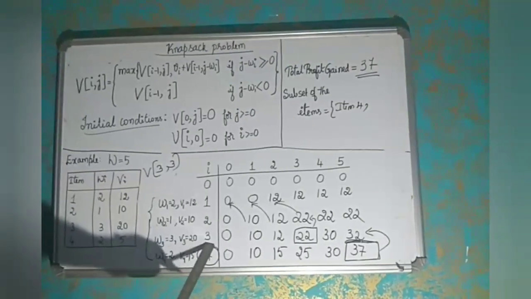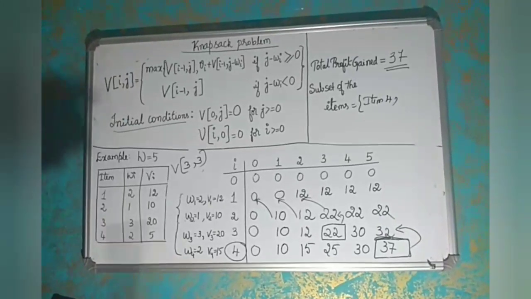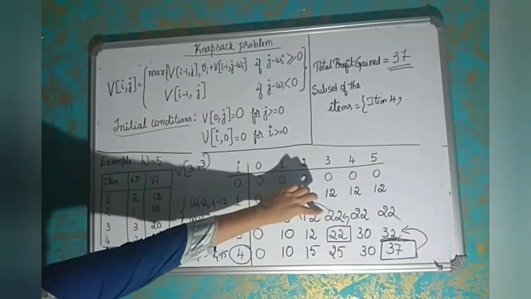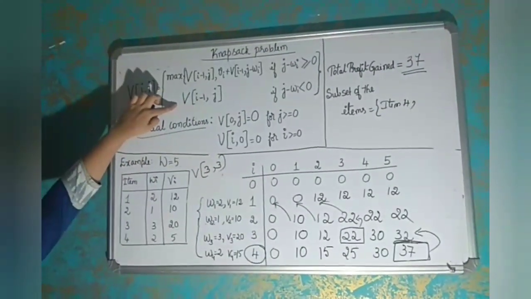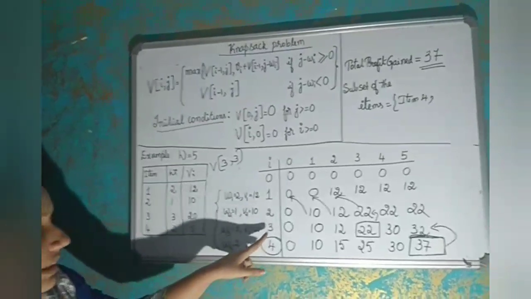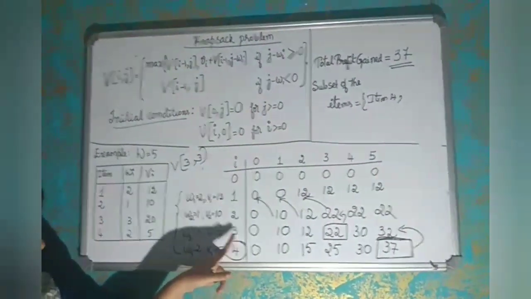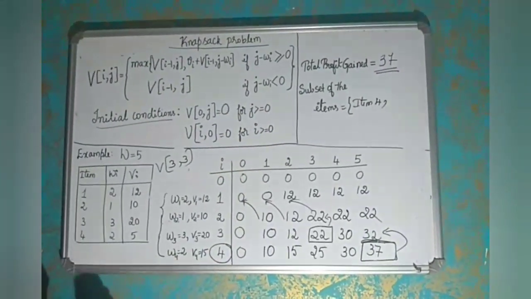If we were able to include this item, then definitely this value would have been changed. But the value has not changed. It is 22 itself. The previous row also 22. Here also it is 22. Actually, this is the second case. So, that means this particular item is not selected. So, don't consider this. In the subset of the item, I don't write this.